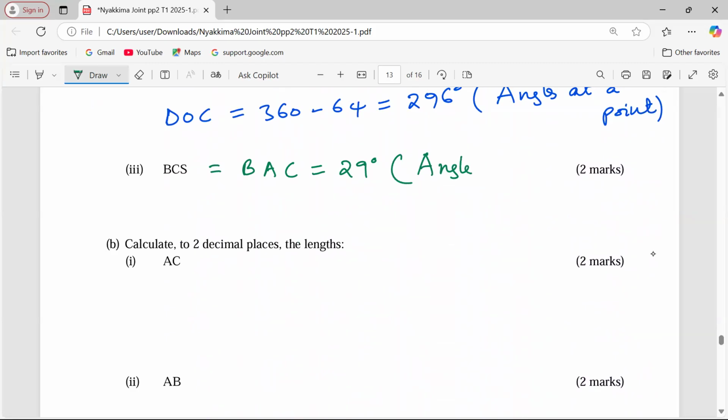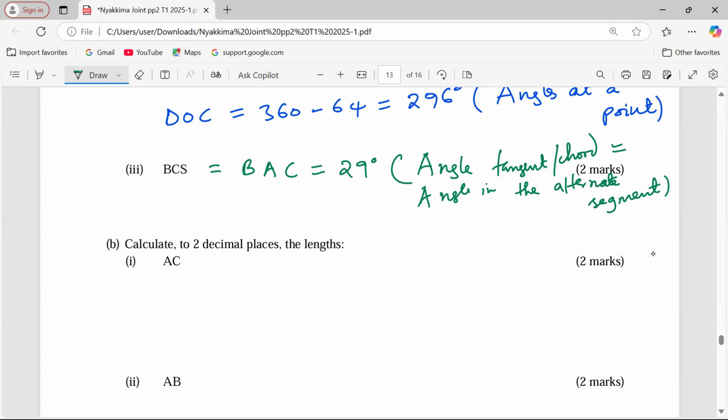Angle made by a tangent and a chord is equal to the angle in the alternate segment. Angle in the alternate segment, that way.